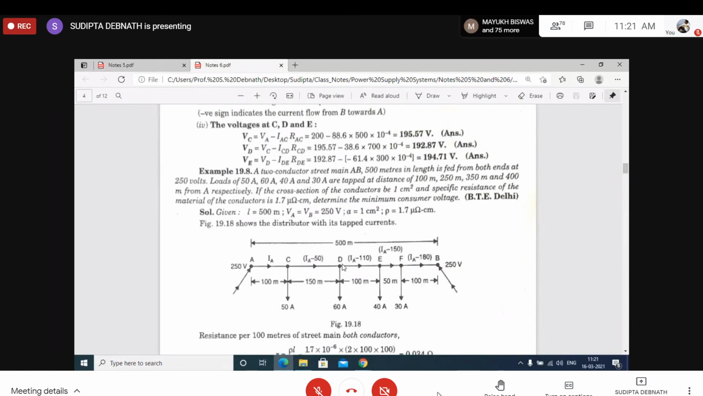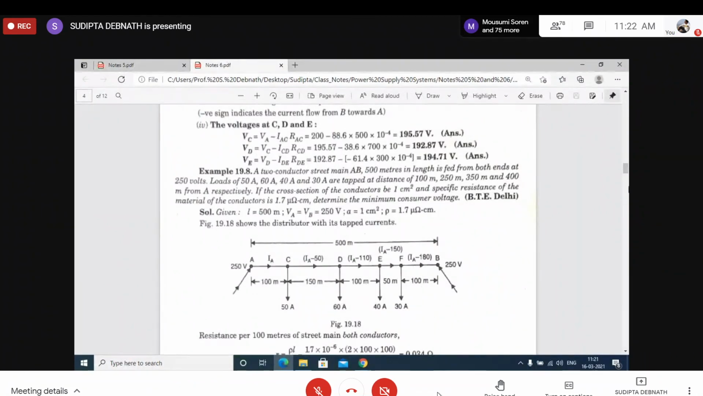Consumers are located at C, D, E and F. Okay. So the approach is exactly similar. Consider current I is entering here. So what will be the current here? IA minus 50. What will be the current here? IA minus 50 minus 60. Current here will be IA minus 50 minus 60 minus 40. Current here will be IA minus 50 minus 60 minus 40 minus 30. Okay. And current here is this one.